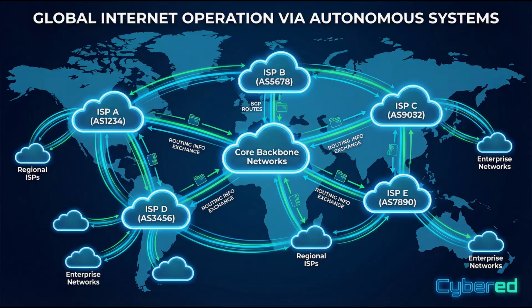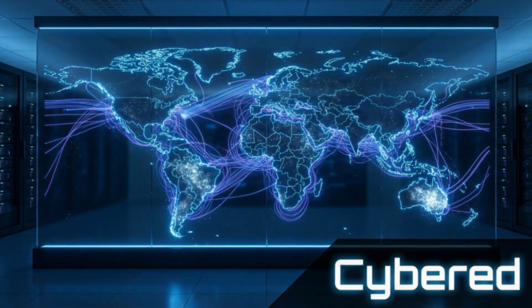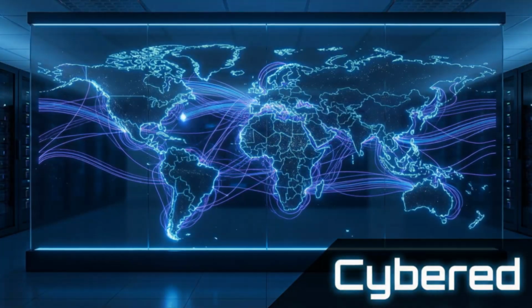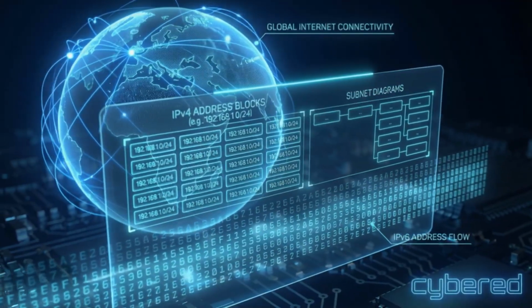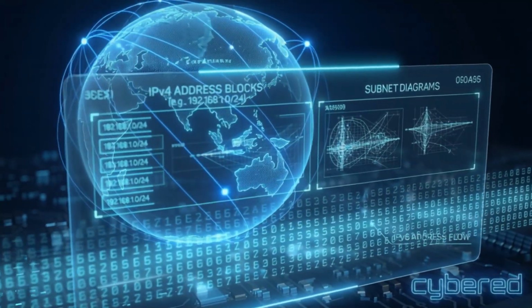ISPs operate as autonomous systems, each identified by a unique autonomous system number. Autonomous systems exchange routing information using Border Gateway Protocol, allowing the internet to function as a connected global network. As more devices and networks join, the internet continues to expand, supported by global infrastructure such as terrestrial and submarine cables. With this global context established, the chapter moves on to a deeper examination of IPv4 addressing, followed by subnetting and IPv6.